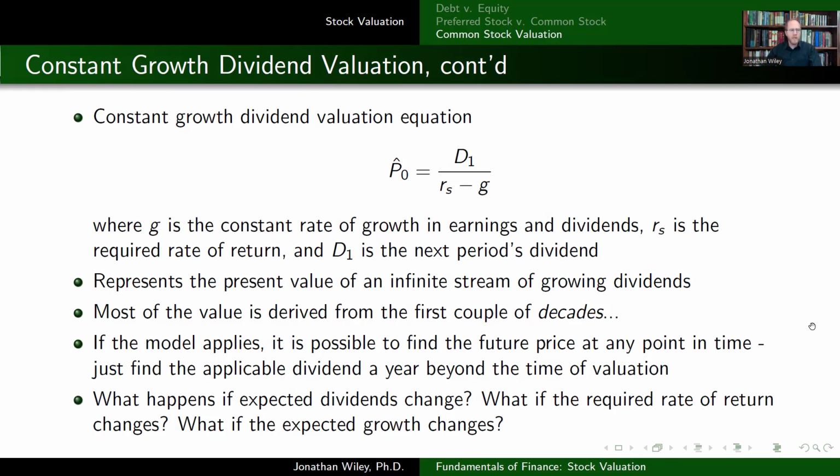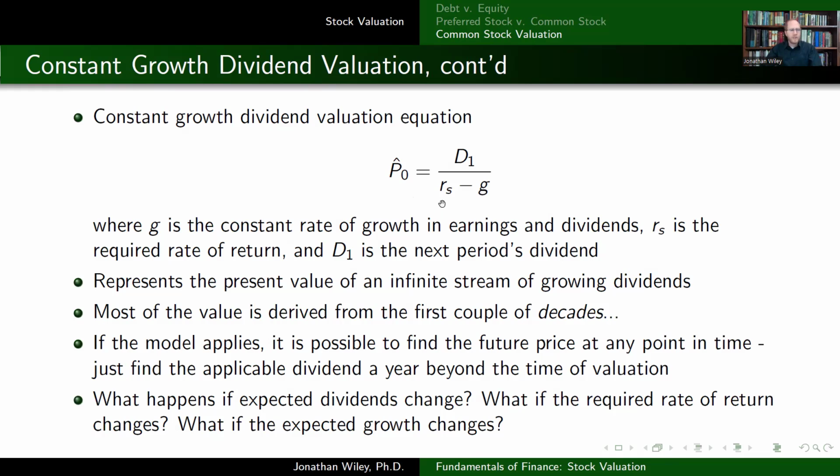Now, a few little notes. What happens if the expected dividends change? Well, if I look at this model, if I increase the expected dividend, then the price would go up, which makes sense. If we expect the company to be more profitable, to pay out more to shareholders, we expect the stock to be more valuable. But that also means if the dividend that we are expecting declines compared to what we expected, then the price or value would go down. So for instance, if a company unexpectedly cuts the dividend, the stock price is pretty much going to drop.